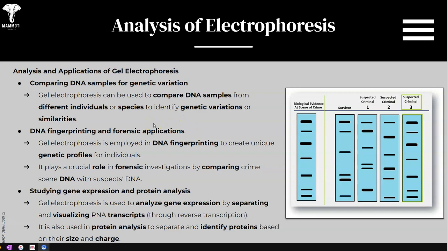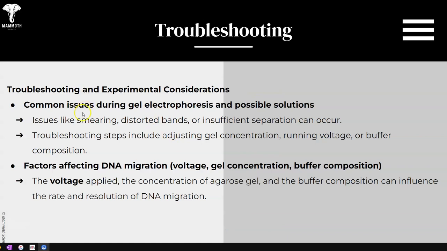Now, comparing DNA samples for genetic variation, we can compare these samples of different individuals or species to identify differences or variations and also their similarities. Gel electrophoresis is employed in DNA fingerprinting in a lot of your forensics labs to create genetic profiles for individuals and for, once again, comparing crime scene DNA and suspect DNA. It's also used to analyze gene expression by separating RNA transcripts, the actual segments of RNA, and we can analyze the proteins that are involved during gene expression.